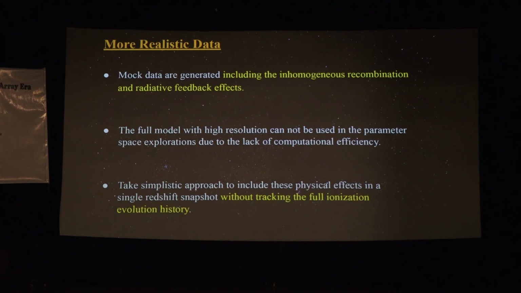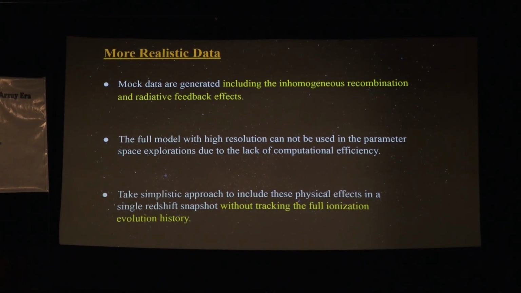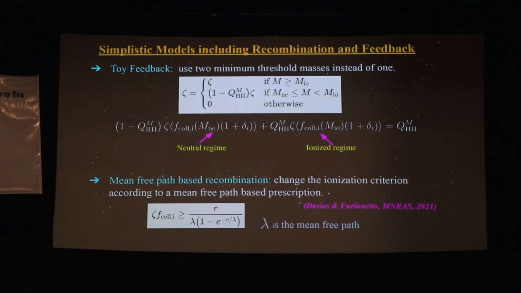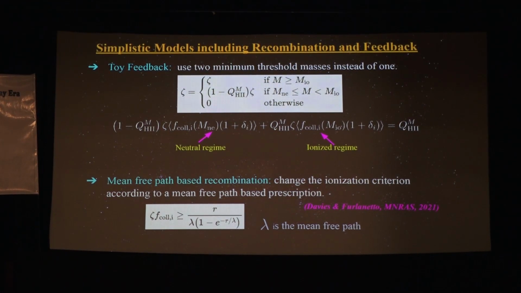with high resolution cannot be run because of the lack of computational efficiency. So we need to take a simplistic approach to include these physical effects within a single redshift snapshot without evolving the full ionization history. And to do that, we have developed a toy feedback model where instead of one minimum threshold mass, we use two, one for the neutral regime, another for the ionized regime.